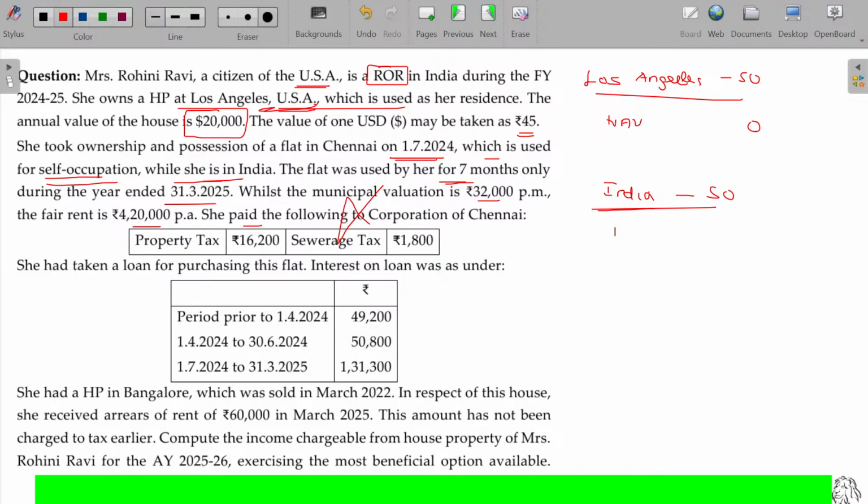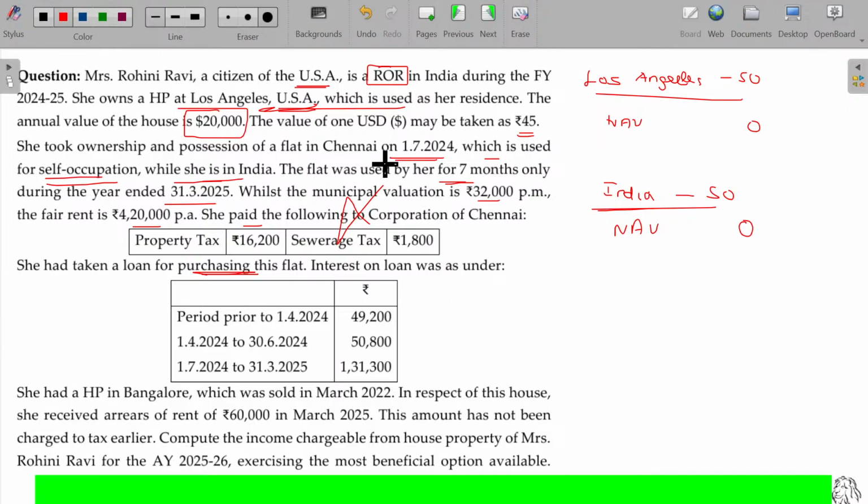Anyhow, NAV being 0. Earlier it was the toughest question, because one of these two would be considered as deemed to be let out, since only one was allowed. Now two house properties are allowed for self-occupancy. So both will be considered for self-occupancy, meaning NAV is 0 directly. And from there you can claim only one deduction, which is interest. She had taken a loan for purchasing this flat. Interest on the loan was this much.